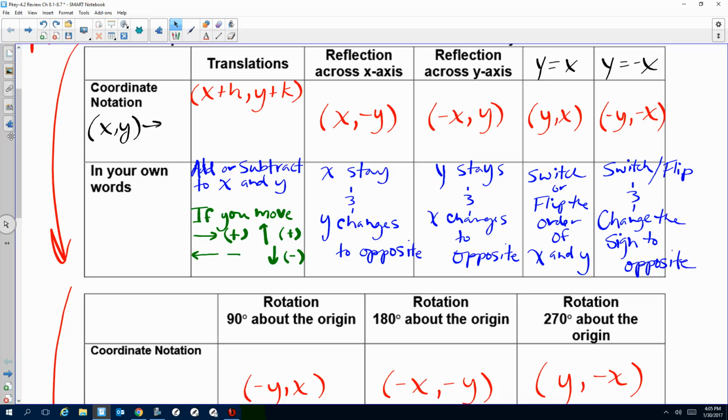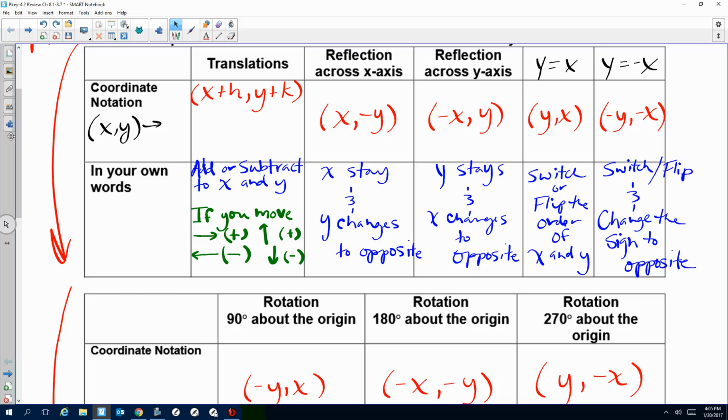Just remember, if you're moving to the right, that's positive direction. To the left is negative direction. I probably should have done that in parentheses. If I'm moving up, that's positive. I'm moving down, that's negative. So sometimes they might give it in words, or you might need to just physically do it if you have the plus or minus. So here's our rules.